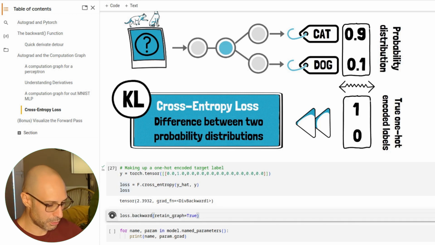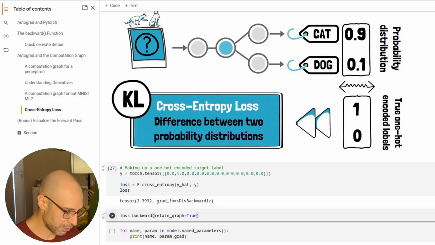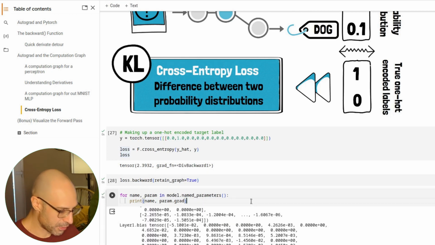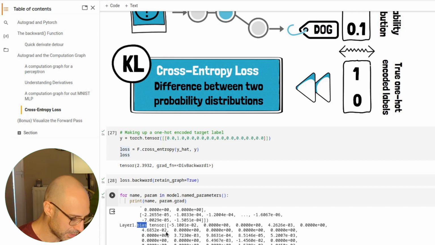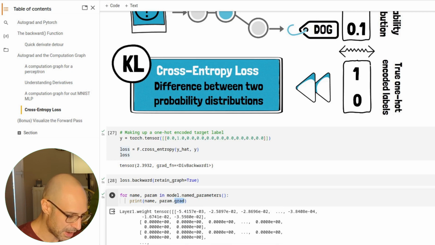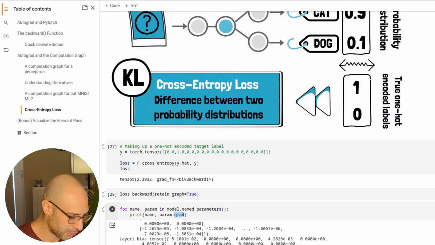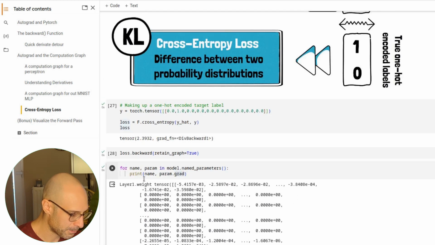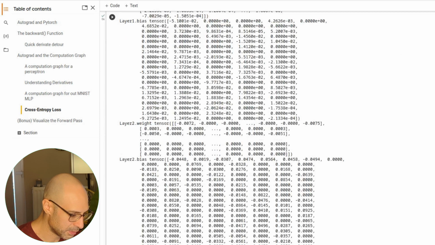As before, we can call backward, so it causes all of the derivatives to be computed. And we can see, if we look at each parameter of the network, for example the bias tensor and so on, that these have got derivatives calculated. The grad parameter has been calculated for all the weights and all the biases in all the different layers of this network.